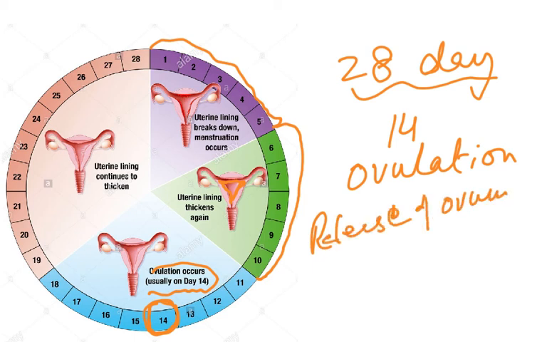Now, two things are possible. Number one, fertilization takes place. So the woman is pregnant now. So after this, there'll be no more menstruation. There'll be no menstrual cycles. For 9 months, till the baby or the fetus develops inside the uterus, there's going to be no menstrual cycles.